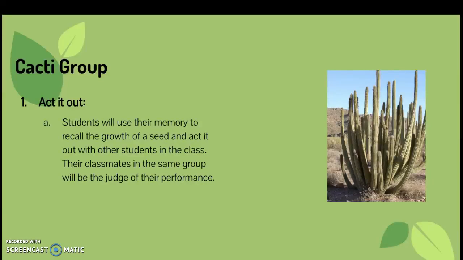The second group is the cacti group. This is to use the information or conceptual knowledge, and it requires two or more steps. This is a Webb's DOK1 or DOK2. Using the memory of the plant, they'll be able to recall the growth of the seed by acting it out.